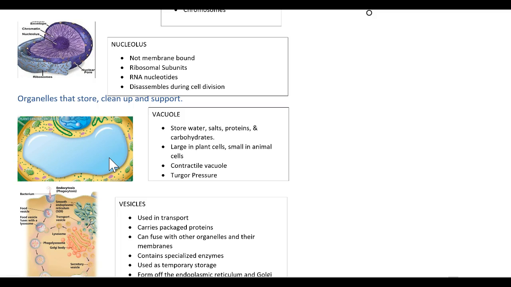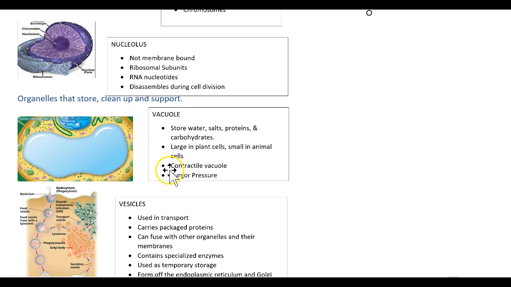And one of the differences between plant and animal cells is that plant cells have larger vacuoles. The reason why they have larger vacuoles is to store water, but also to create something called turgor pressure, and turgor pressure helps to give that cell structure. So they will have these large vacuoles. In animal cells, the vacuoles are much smaller because usually animal cells have much more complex systems than plant cells would have, and they don't need to have that pressure within the cell.